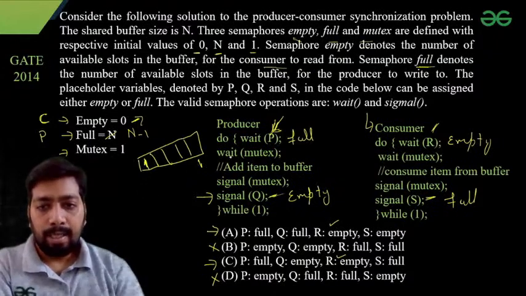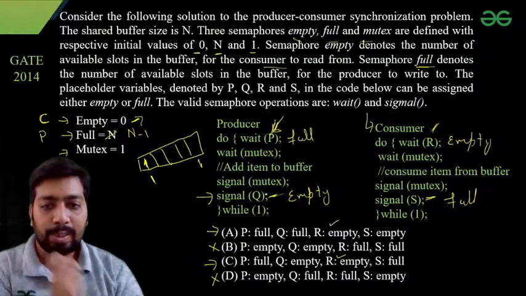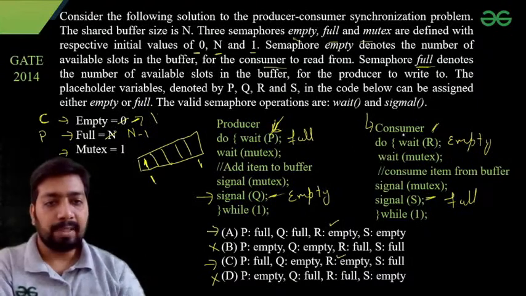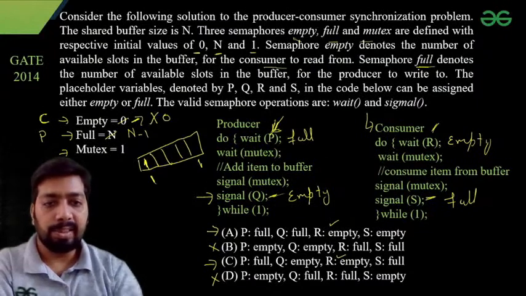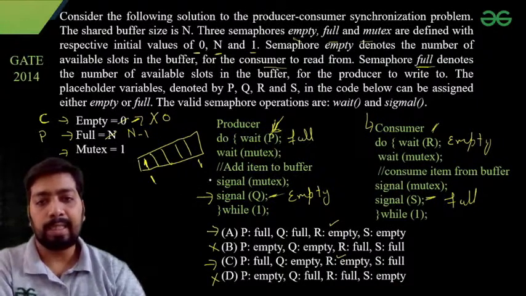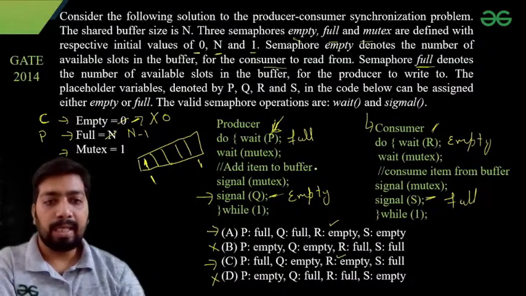After that, it signals Q, which means the next product is available at the first location, so empty goes from 0 to 1. After that, the consumer can consume the item. It decrements it to 0 and consumes the item with wait on mutex, and after that it signals full. That means the producer can now produce the next item. That is perfectly fine. Even though it seems like a strict alternation method, it is working fine. There is no deadlock.